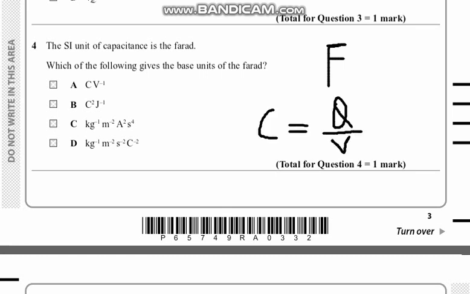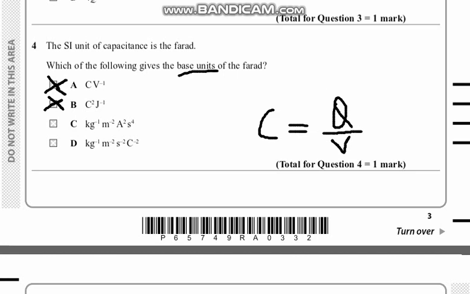Now we know that capacitance is equal to the charge upon voltage. Charge is measured in coulombs, that's C, and voltage is measured in volts, that's V. So writing only C upon V or CV inverse 1 would not be enough, because we have to find the base units. So A won't be our option, neither will option B, because that's joules, that's upon energy, it can't be. Now we are only left with C and D.